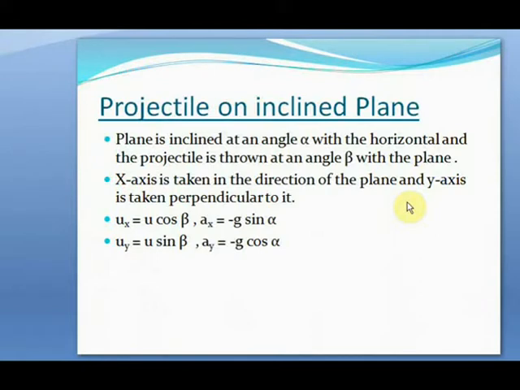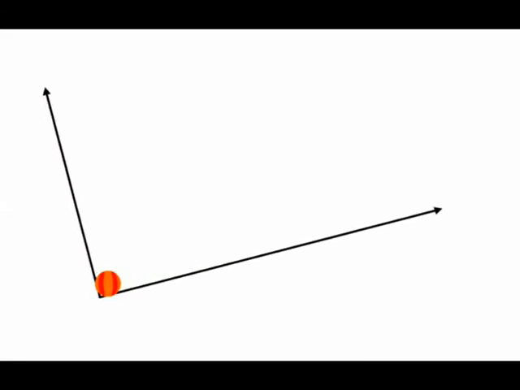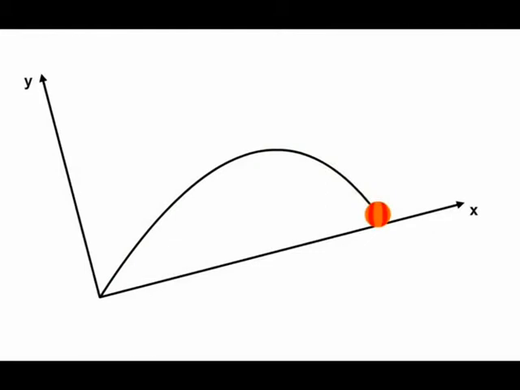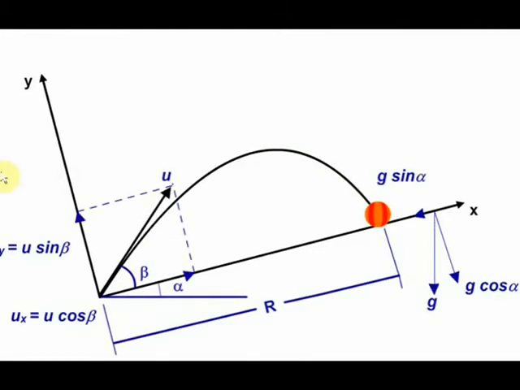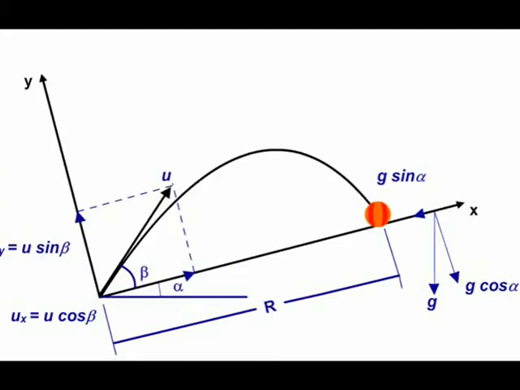Now let's discuss the case when a projectile is thrown on an inclined plane, which is inclined at an angle alpha with the horizontal, and the projectile is thrown at an angle beta with the plane. So first let's see this animation. So here we can see that suppose this point is O.